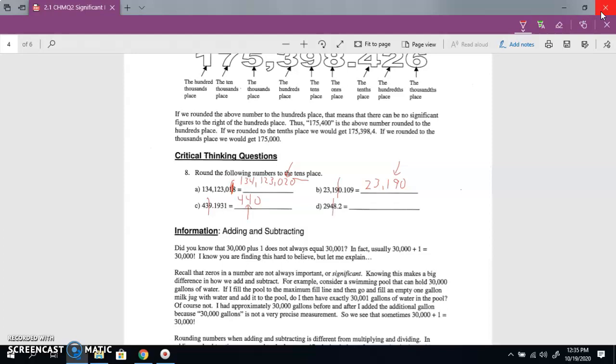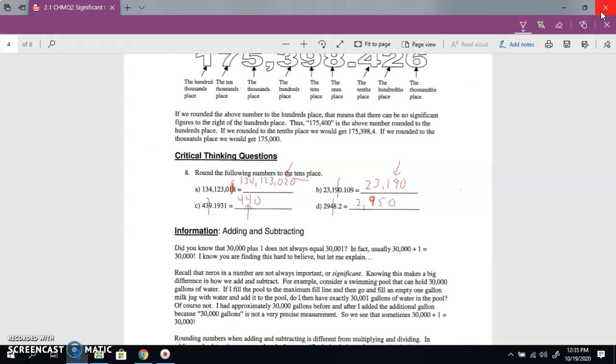Here we have the rounding bar. Final answer, 2,950. That's a 9. Okay, so that's how we round to a placeholder value.